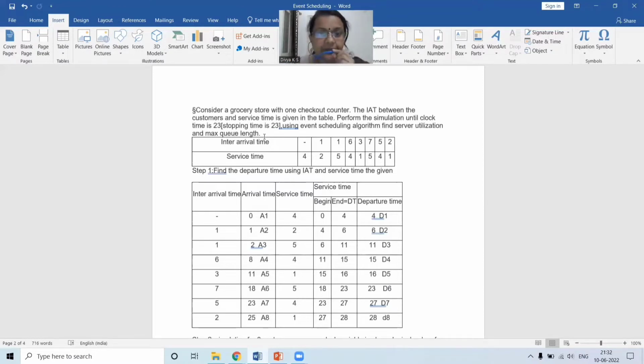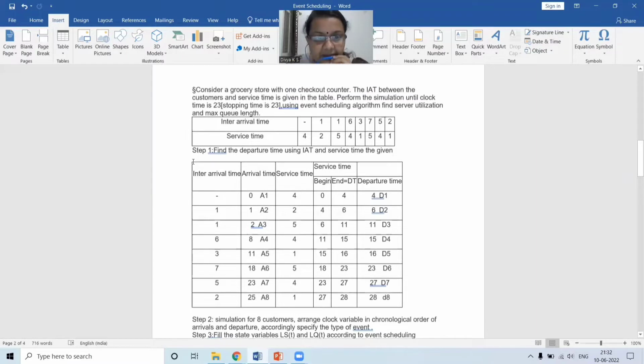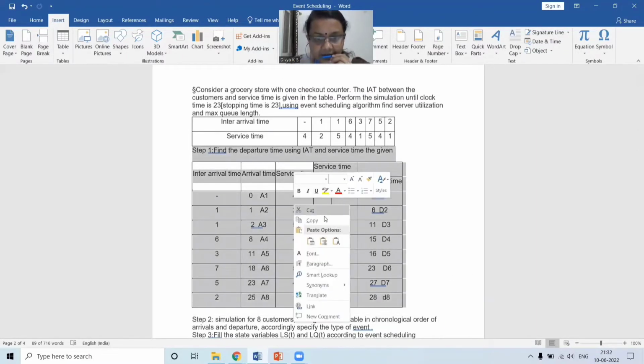This is the question. Here we can solve the problem in many ways, but clearly in the question it is mentioned you have to solve according to the event scheduling algorithm. So we must follow the algorithm. This is what was given in the question. So I will do one thing. I will take this question in the Word PPT.